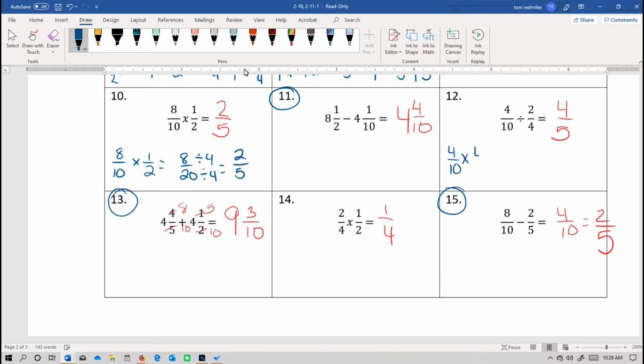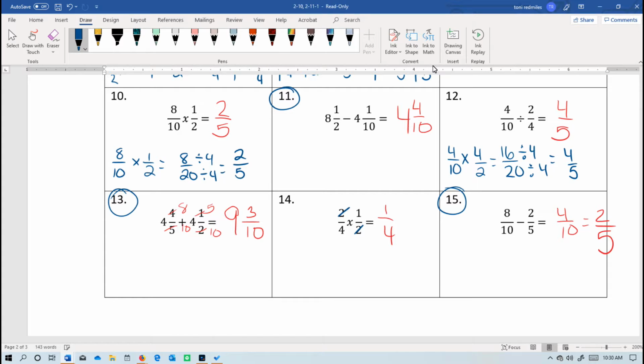Keep, change, flip. It's going to be 16 over 20. Divide by 4 because they both have a 4 in them. And that's going to give me 4 over 5. All right, number 14. I'm going to cancel this time because I have a 2 on the top and a 2 on the bottom. It's too perfect. And that will give me 1 over 4.